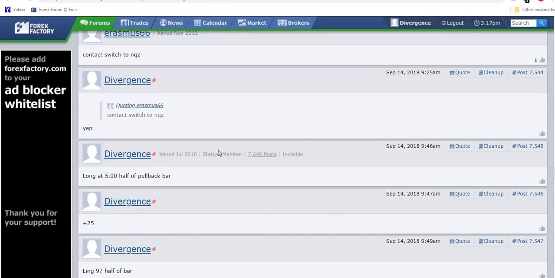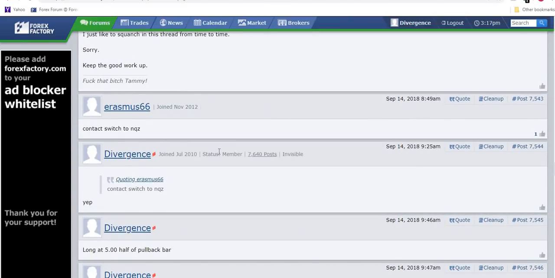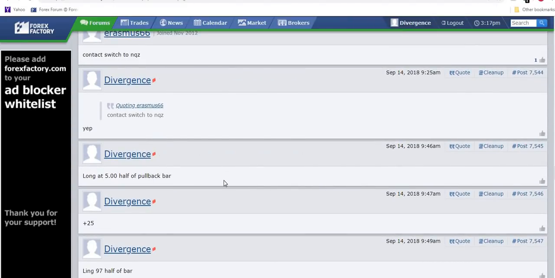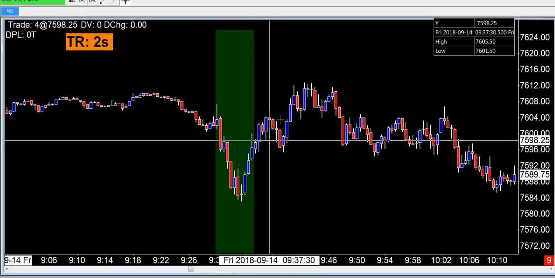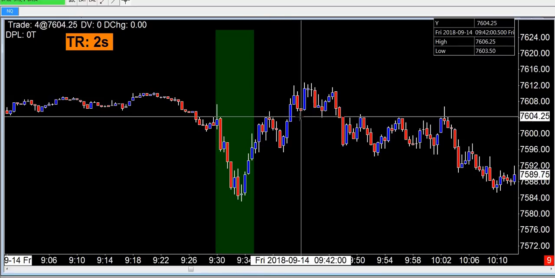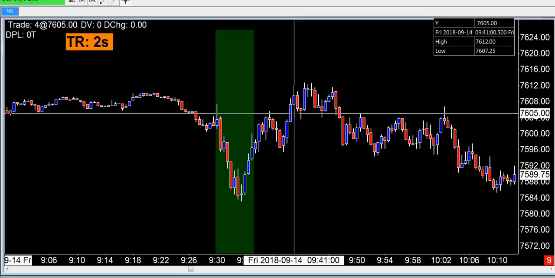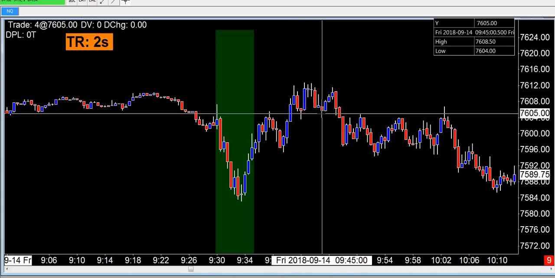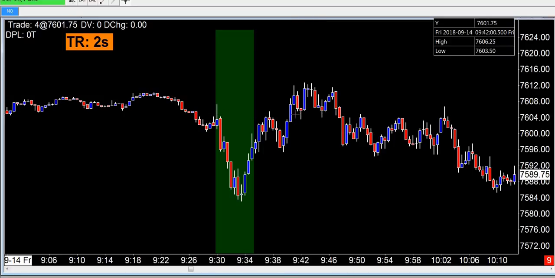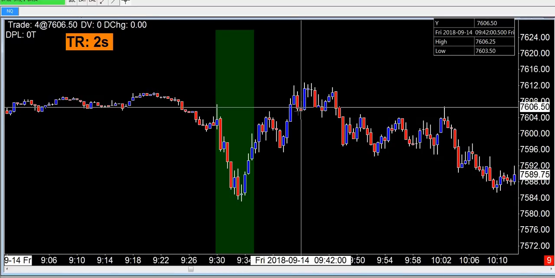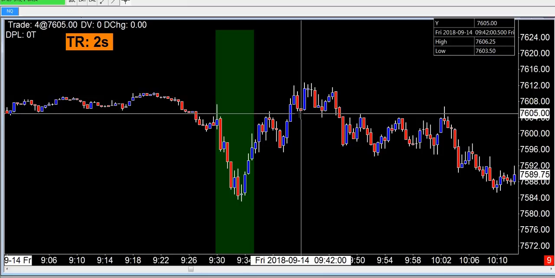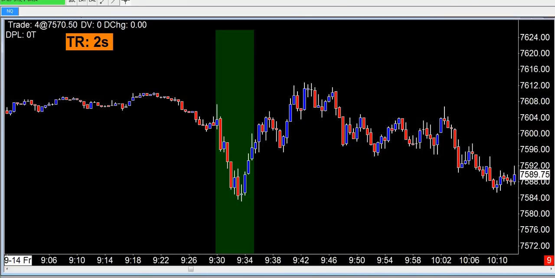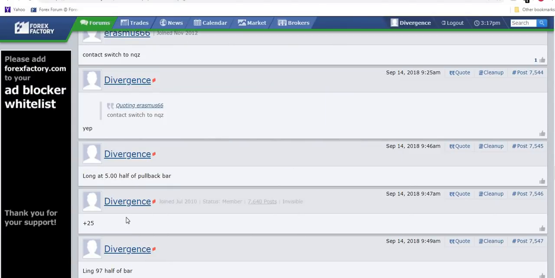Okay, September 14th. Contract switch, yes. Long at 5, half on pullback bar. Let's take a look. Okay, here's the bar, 550, getting in at 5. There's my entry. So isn't that interesting? Not discretion at all. Made a higher high, higher low, higher high, thrust bar, taking half the bar, getting in at 5, and there's a win, as it's recorded here, plus 25.